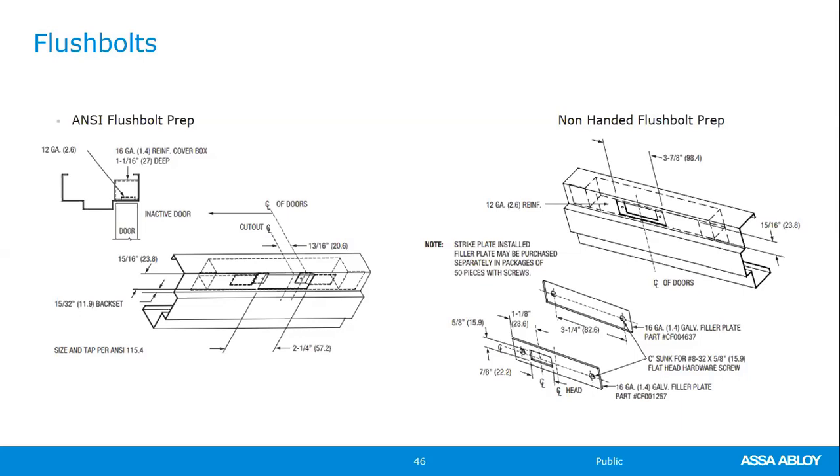With the reversible flush bolt or non-handed, it doesn't matter because the plate will flip one way or the other, whether it's right or left, and it's just the ease of being able to install that door and not have to worry about whether you've got the handing correct.